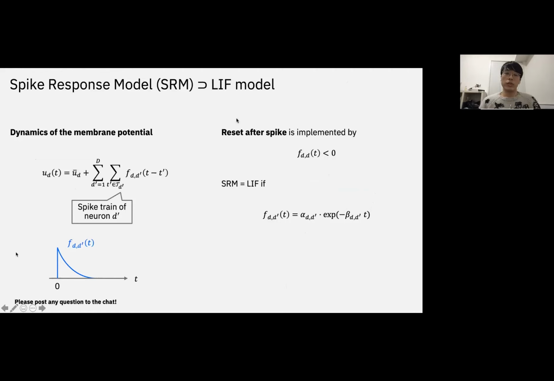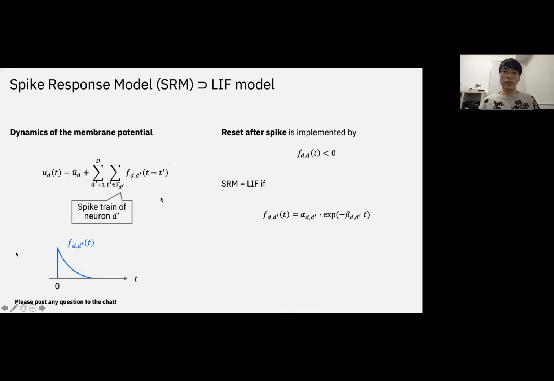Finally, I'm going to introduce a generalization of the LIF model, which is called the spike response model. The LIF model is defined by a differential equation, but a spike response model defines the dynamics of the membrane potential by using the convolution of some filter and the input spike sequences. The characteristic is that there is no differential equation, only some convolution term. The membrane potential of neuron d is defined by some base membrane potential and some influence from other neurons. This influence is defined by some predefined function times some weight. This is the formulation of the SRM model.